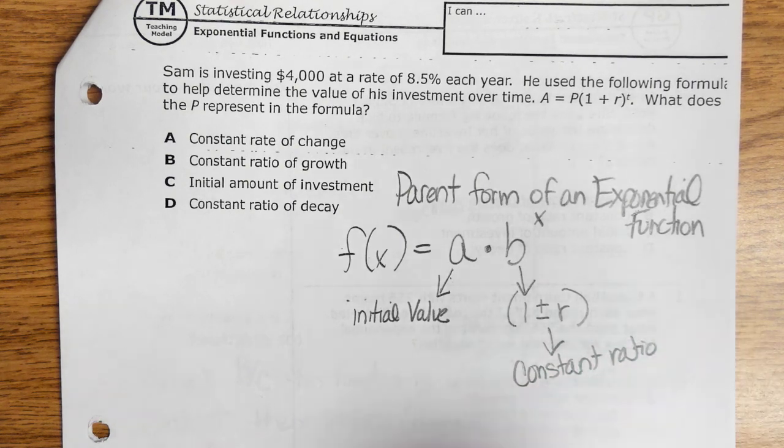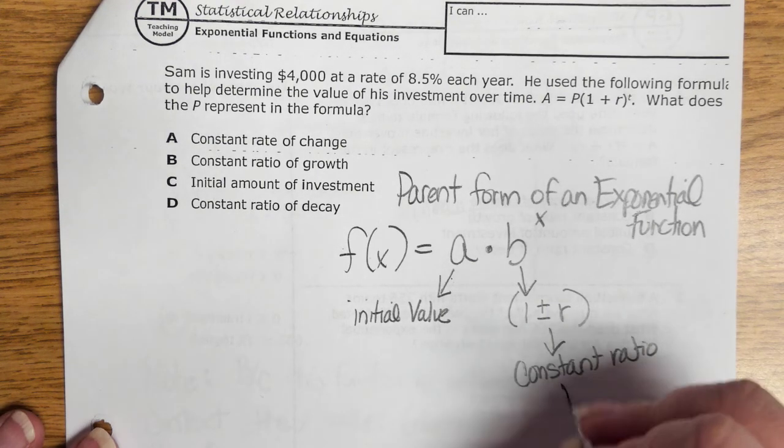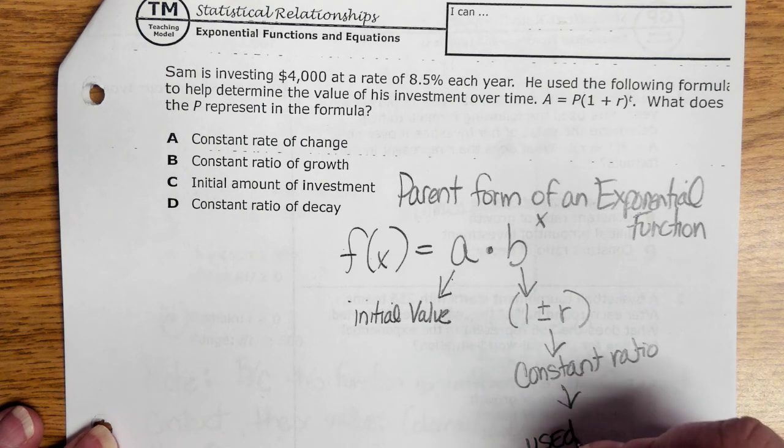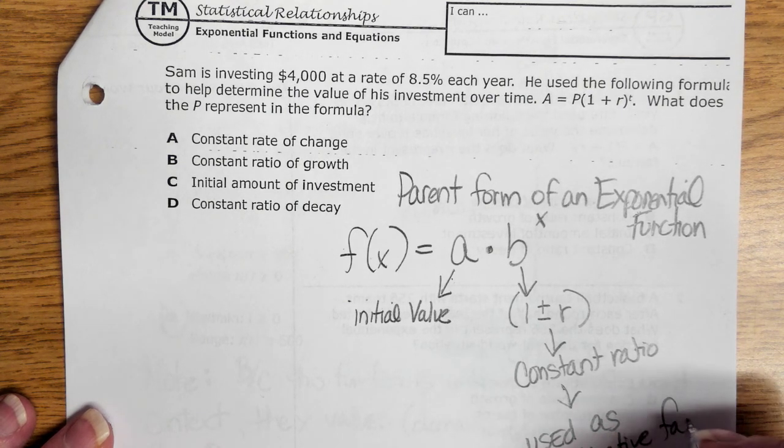Do you remember when we did tables, we took our y values and we put like a y2 over a y1, and that was our ratio. And as long as in the table we could make each one be the same ratio, then we knew it was an exponential function. Okay, so this is used as a multiplicative factor.